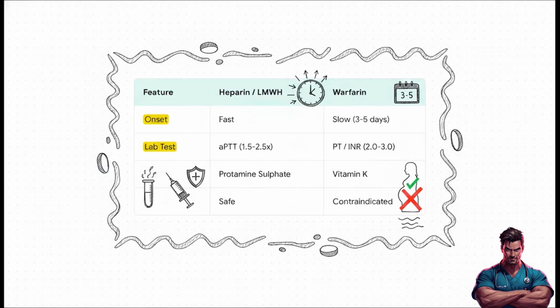Now, this comparison table is absolute gold for your exams. It's actually fascinating how stark the contrasts are here. Heparin is super fast-acting, but warfarin takes a good 3 to 5 days to reach a steady state. Heparin uses APTT, whereas warfarin uses INR. Heparin's antidote is protamine sulfate, and warfarin's is vitamin K. And crucially, like we mentioned, heparin is the drug of choice for pregnant patients, while warfarin is strictly contraindicated because it definitely crosses the placenta.